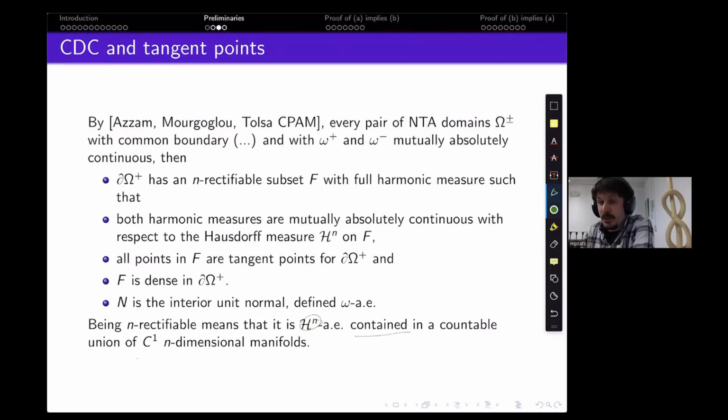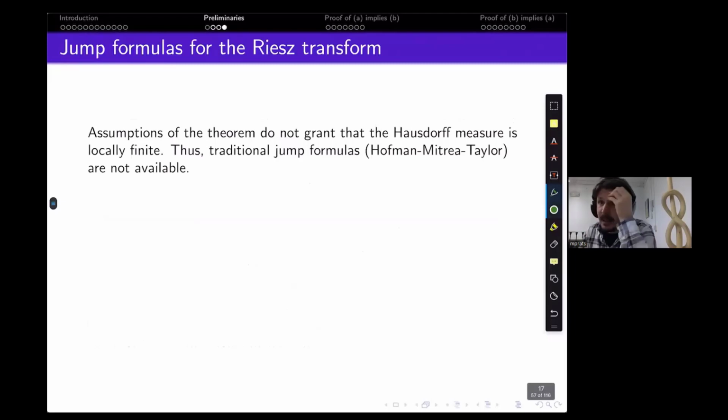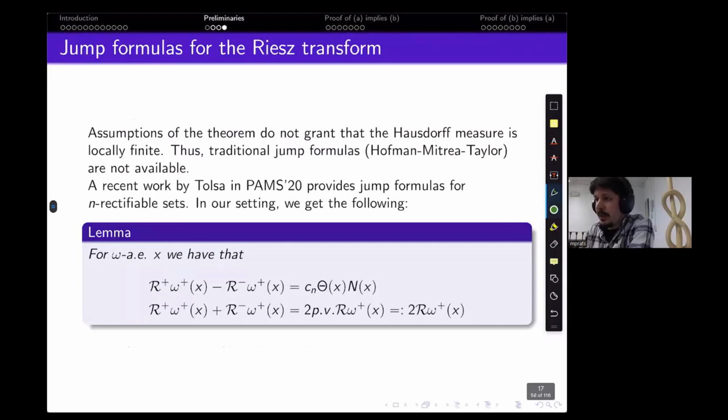More definitions. I'm sorry about that. There's a lot of background to move on, but now I am reaching the end of the background. Now, jump formulas, the final idea. The assumptions of the theorem do not guarantee that Hausdorff measure is locally finite, so traditional jump formulas are not available in principle. But a recent work by Tolsa provides jump formulas for a bit more general sets, in particular rectifiable sets. And in our setting, they say exactly the following. These jump formulas are for a more general family of Hölder integrals, I guess.